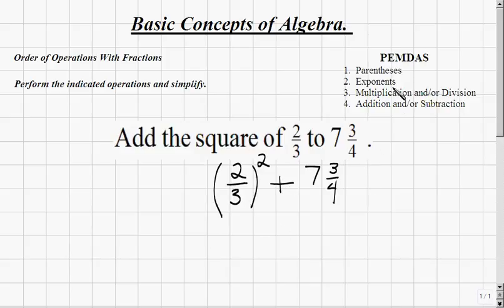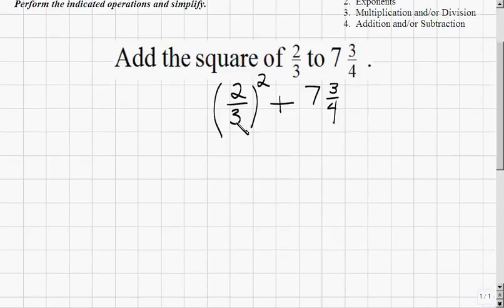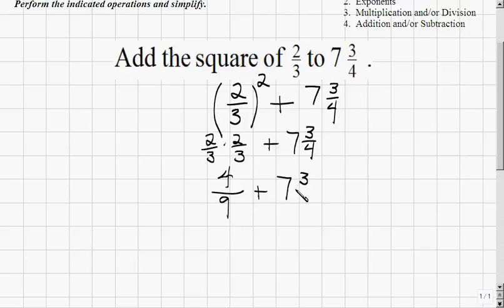Well, going from top to bottom in our PEMDAS list, we realize, going left to right, that we should perform exponents before we add. So we're about to square 2/3 out, and then afterwards add 7 3/4 to that. So 2/3 squared means 2/3 multiplied by 2/3 added to 7 3/4. In multiplying fractions, we'll multiply numerators and denominators. So 2 times 2 becomes 4, and 3 times 3 becomes 9, plus 7 3/4.